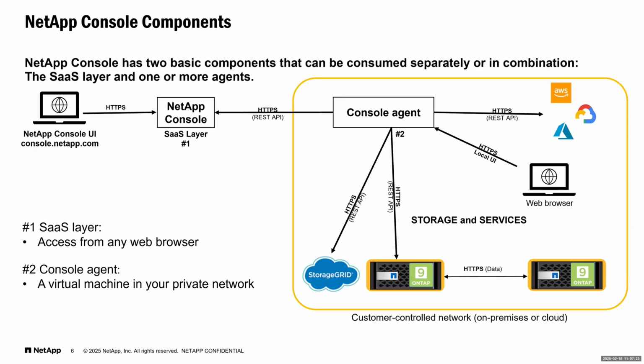The SaaS layer is where all the data management tools and the data services are running. On the agent side, the agent needs to be installed close to your storage systems for two key reasons. One is to communicate with the storage system by making API calls, and another one is to provide necessary computing power for certain data services that require it. Now, let's explore deployment modes.